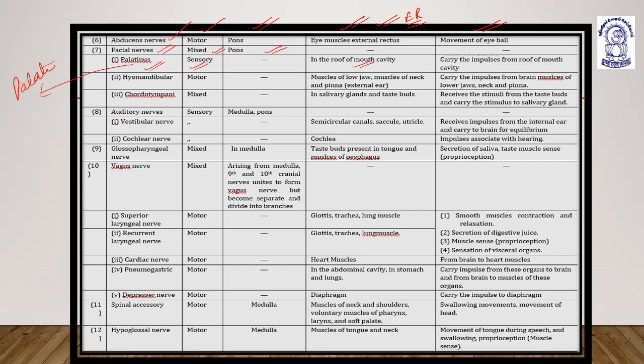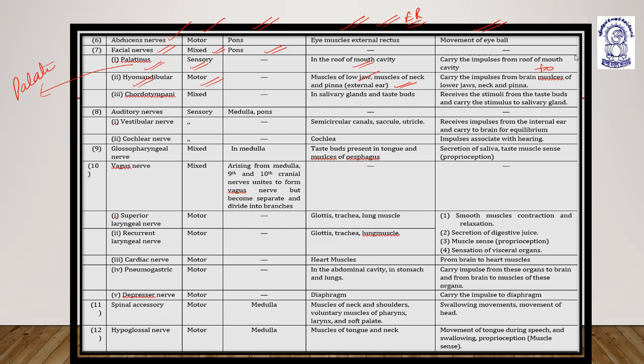Palatinus is sensory and supplies the roof of the mouth cavity. It carries the impulses from the roof of the mouth cavity. Hyomandibular, which is motor, supplies the muscles of the lower jaw, muscles of the neck and pinna, the external ear. It carries the impulses from the brain to those muscles.